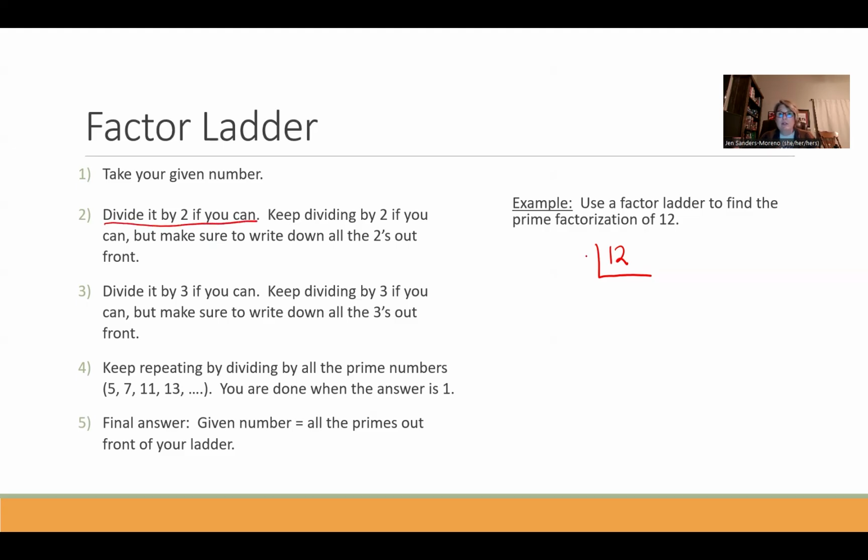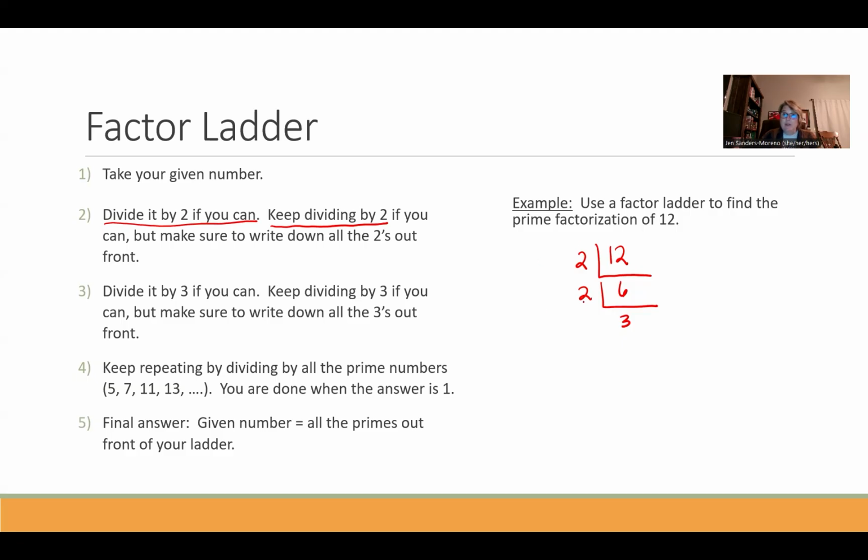So can we divide 12 by two? Yep. And then it says keep doing it. So if you can divide it again, do it. So I can divide it again. Okay, now I'm going to stop right there. This is the whole ladder part. It kind of looks like a ladder. Oh, okay. All right, now you switch.